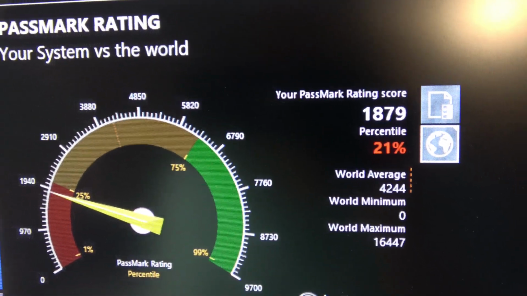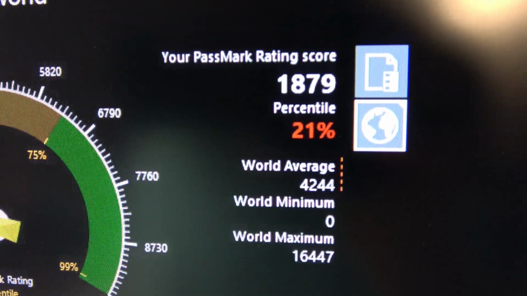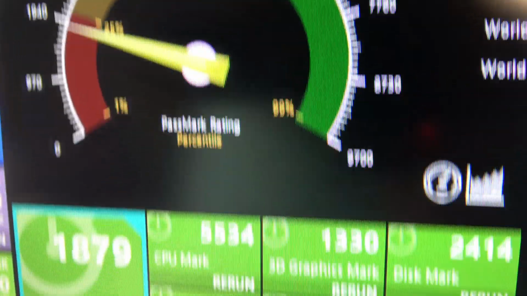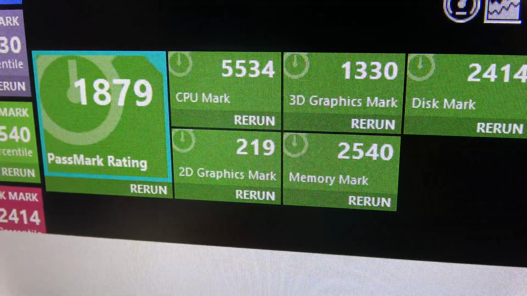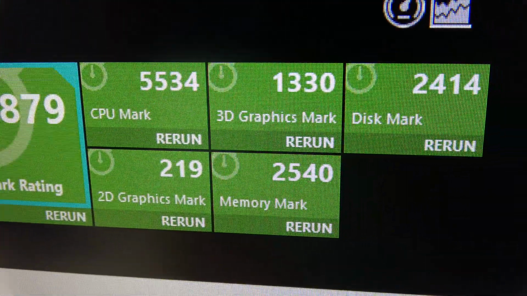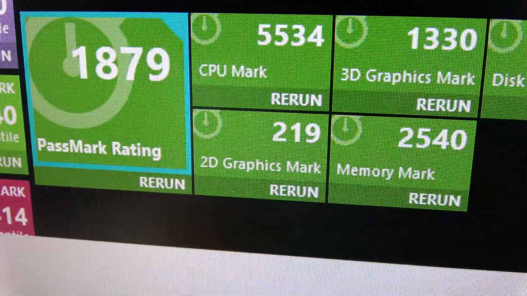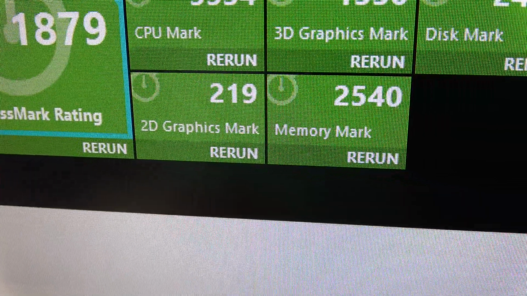So here's the performance of the PC I have here. You see it says it's in the 21st percentile, pretty low. The score is down here, overall score 1879, and then it breaks it down by CPU, graphics, 3D graphics, the disk, the hard disk, the 2D graphics, and memory.